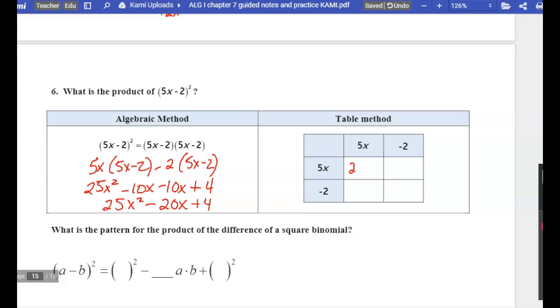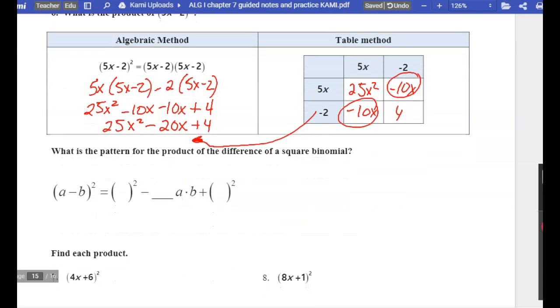So if we did it with the table method, we have 25x squared minus 10x minus 10x, because you're doing this negative 2 times 5x. Negative 2 times negative 2 is positive 4. Those combine to get that negative 20x over here. So what happens on this one? The only difference is that you have a squared and you have b squared, but then you have 2ab that you are subtracting.